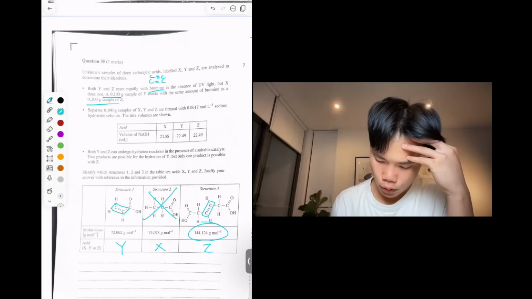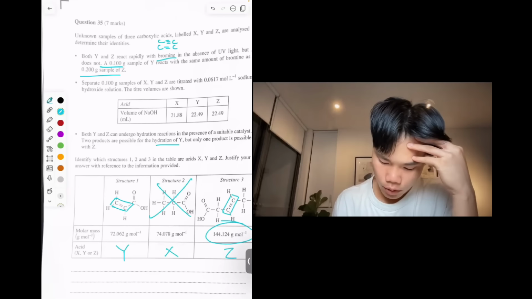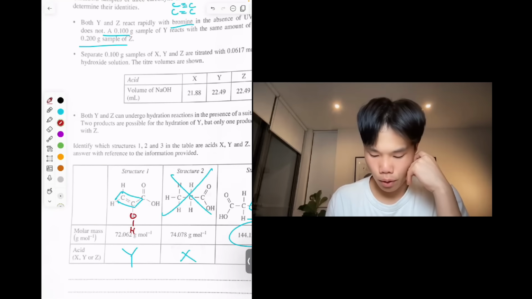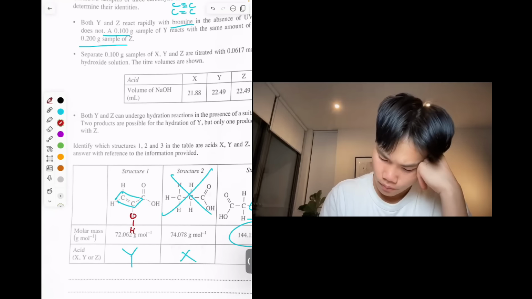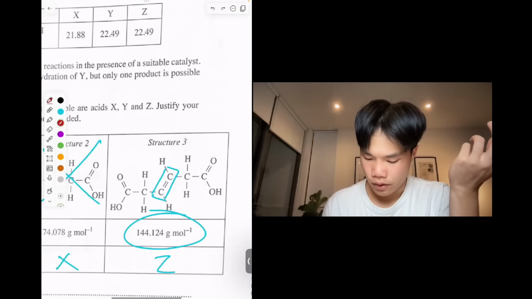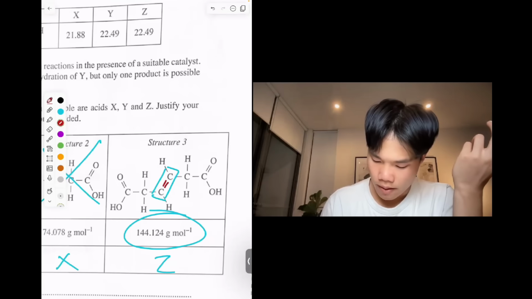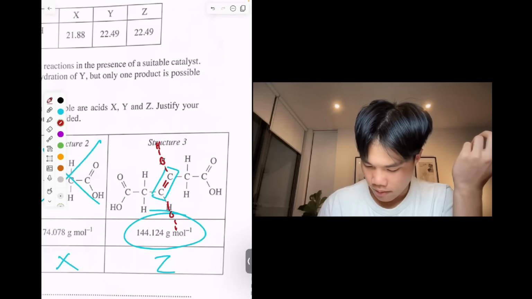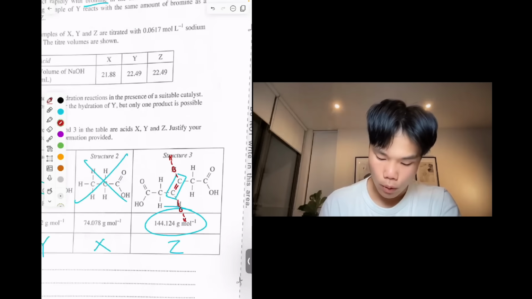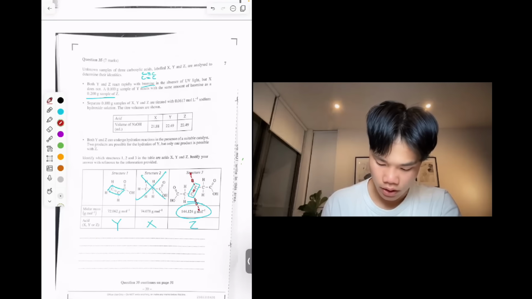If you have two products possible for Y, that is because when you hydrate, you can either place the OH on the first carbon, or you can place the OH on the second carbon, and they are two possibilities because there will be different unique molecules. But in the case of structure 3, the molecule is symmetrical, and this double bond is right in the middle. So regardless of whether you place the OH here or here, the molecule is going to be exactly the same. It'll be on the third carbon. You read it the same either way. So that confirms once again, this is Z and Y is structure 1.